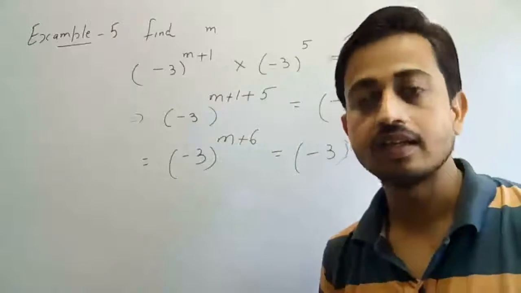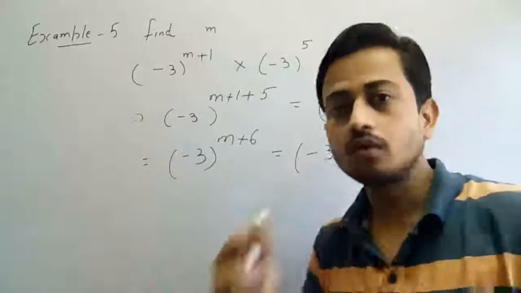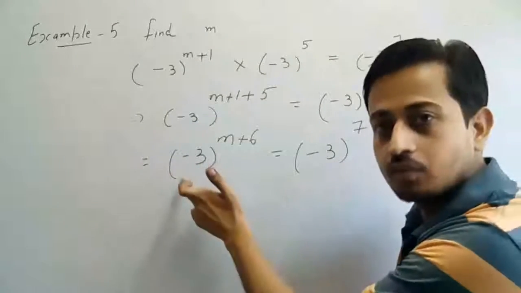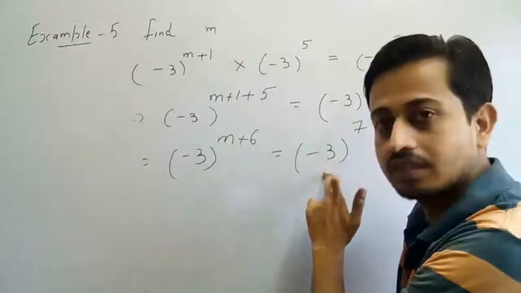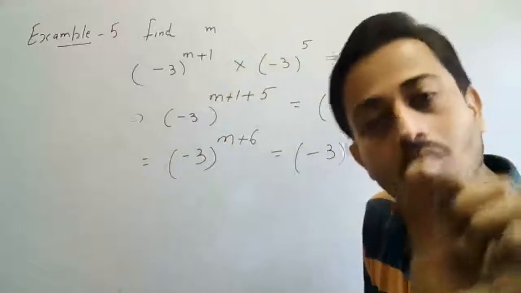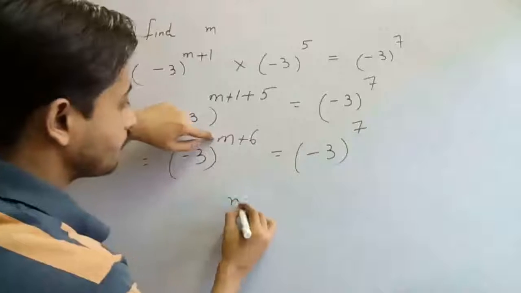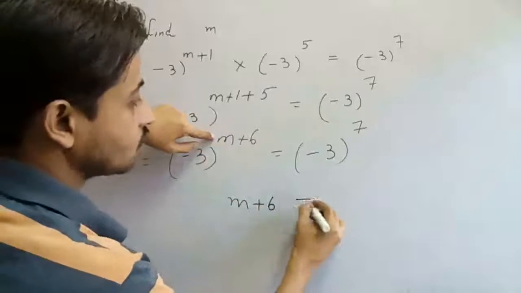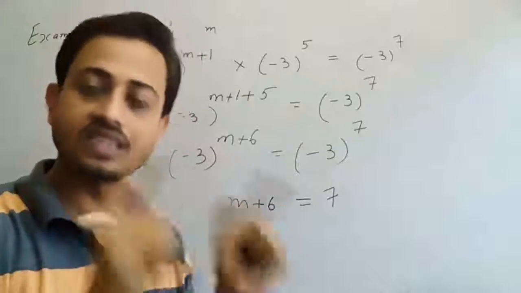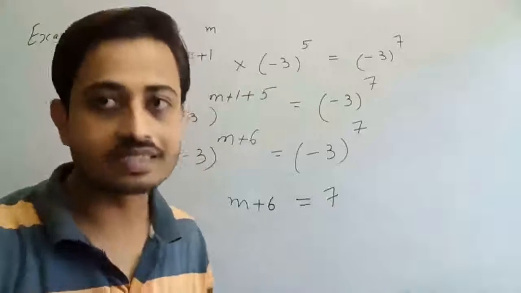Now please very carefully. If you get an equal sign, you have to do comparison. In this, exponents are same. Here the exponent is negative 3, also the exponent is negative 3. So exponents are same, so power should be also same. So what's the answer? Here the power m plus 6 is equal to what? 7. When the exponent is same, then power should be same. This is the rule for comparison.